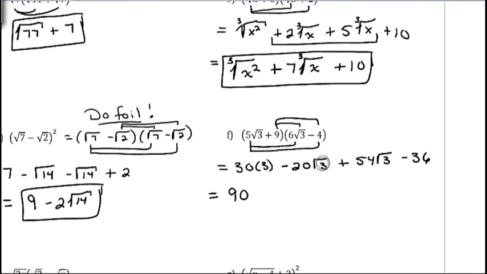And here our square roots match exactly, so we're going to be able to add those together. Negative 20 and positive 54 is plus 34 square root of 3, and then we have minus 36. Now we have 90 and a negative 36, so we're going to be able to do that subtraction. And 90 minus 36 gives us 54. So we have 54 plus 34 square root of 3.